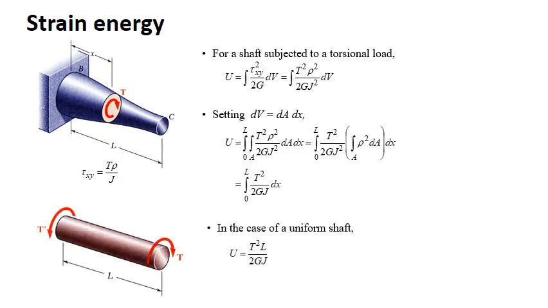For the case of a simple rod subjected to a twisting moment T, you can substitute to get T square L by 2GJ. So this is the way we derive the expression for strain energy. Please remember the expressions for strain energy, as we may be using them.